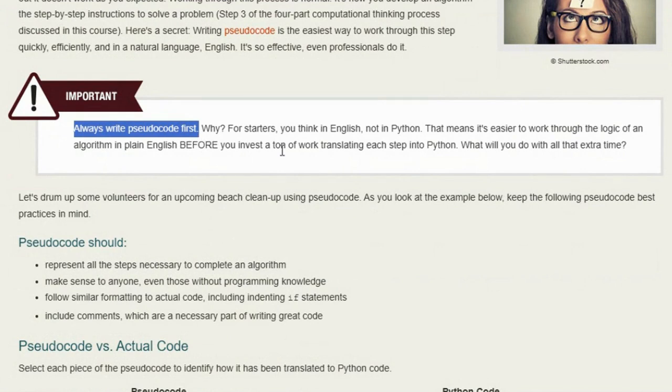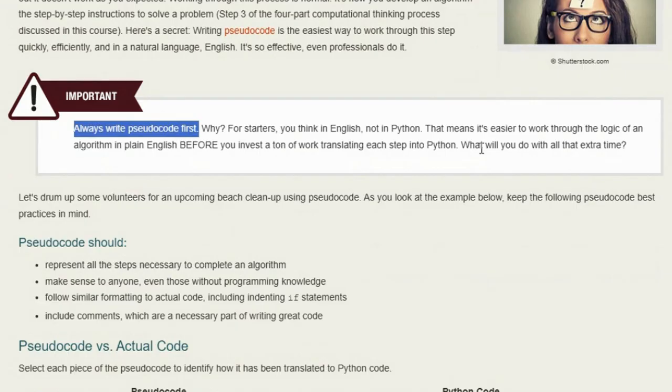Why? Well, for starters, you think in English. You don't think in Python. You think in English. So it's easier to work through the logic of what kind of algorithm I need to accomplish what this program is supposed to do. I can think through that in English more easily than I can in Python. So I can write it down in English, and then I can work on translating it into Python.